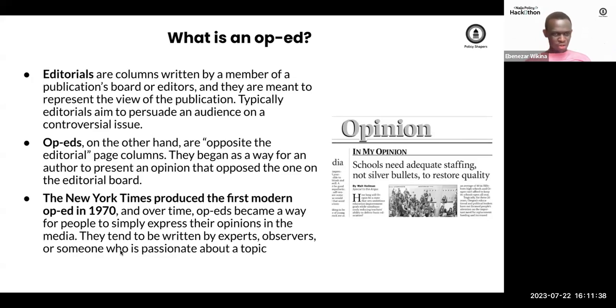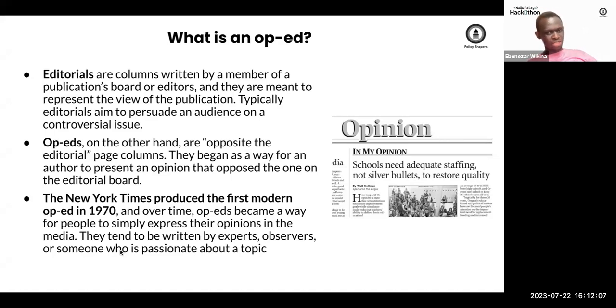But on the other hand, op-eds, some people call them opinion editorials. When they first started, they were called opposite the editorial page. They pretty much are opinions of readers, individuals, experts, pretty much just anyone apart from the newspaper board who has a thought, who has an idea, who has something to share, in a way that is very compelling and wants to make an argument for a particular issue.